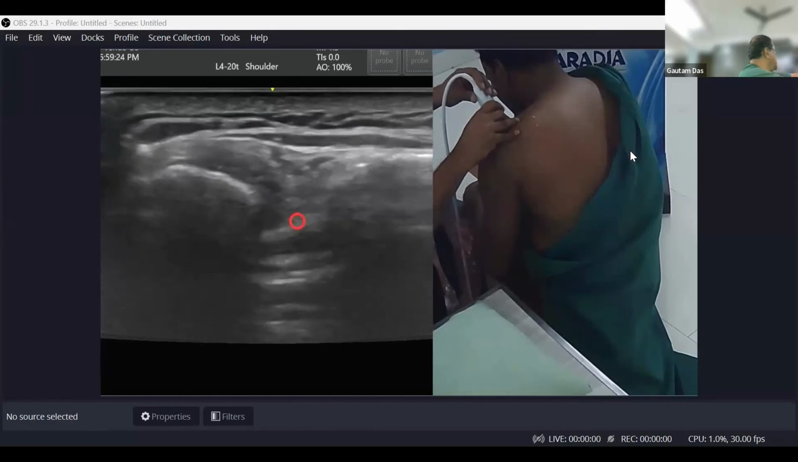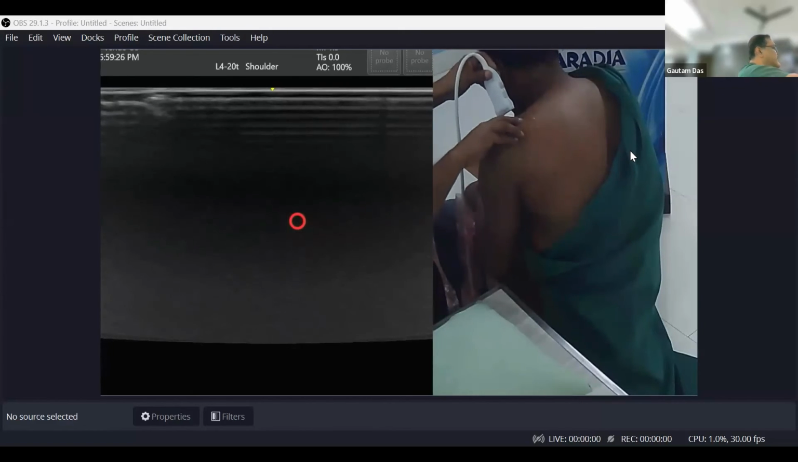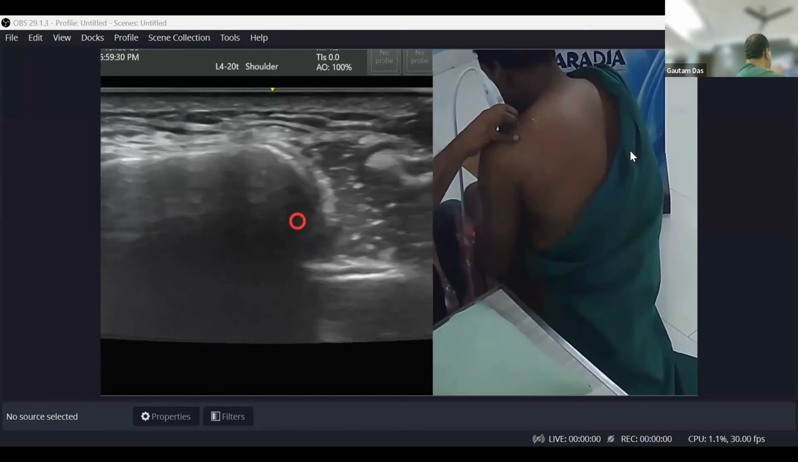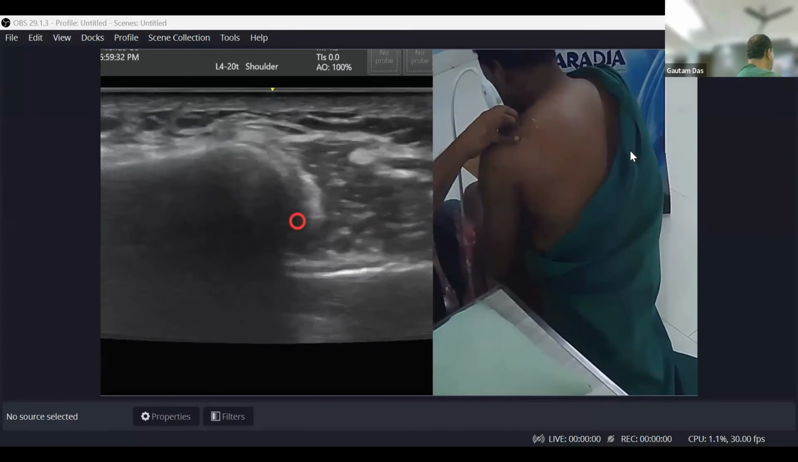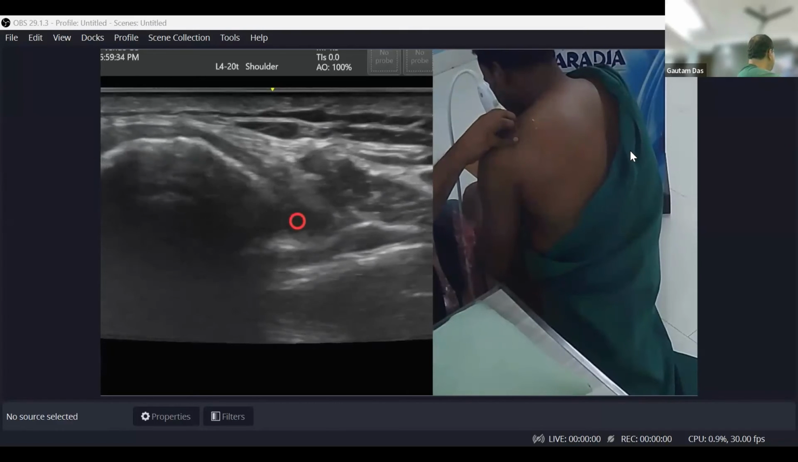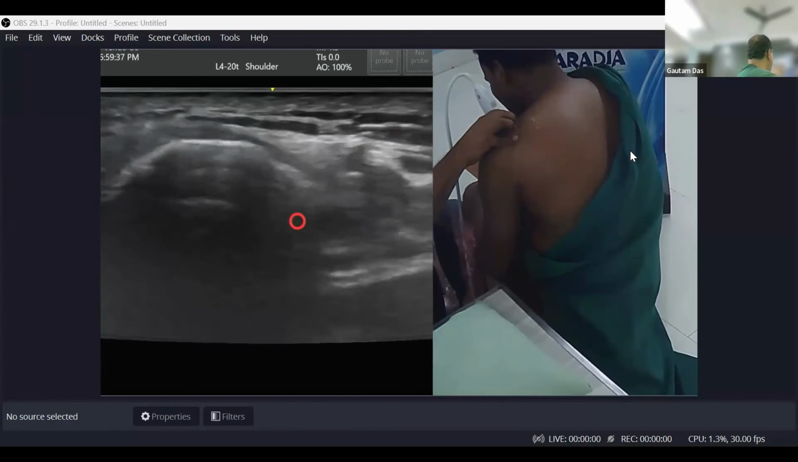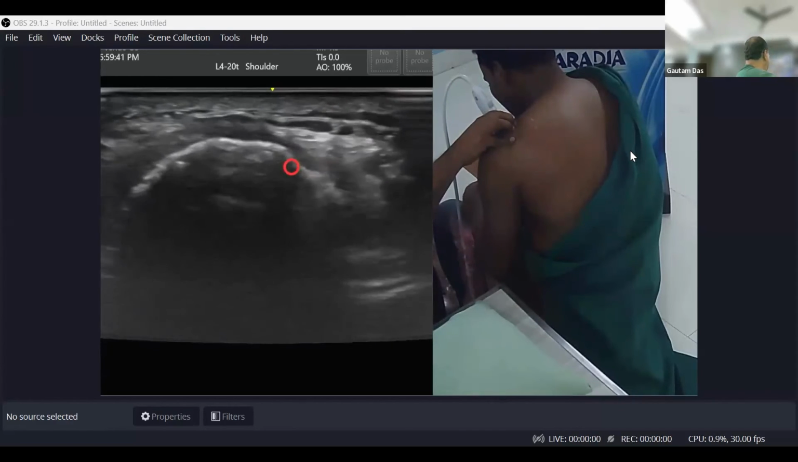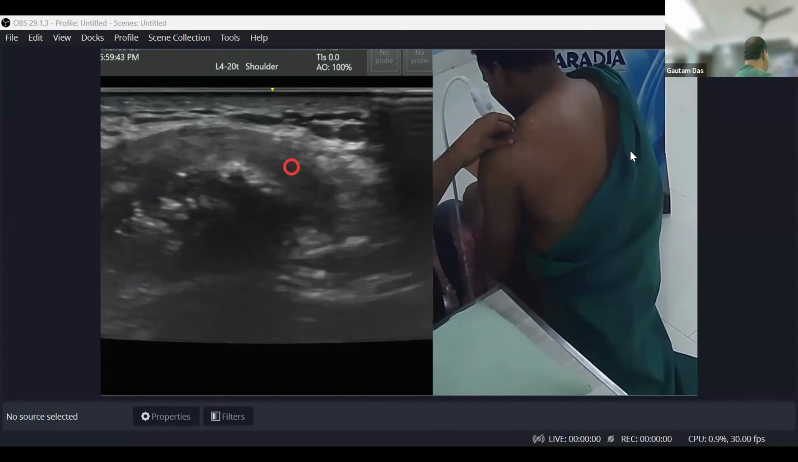Normally, going for the in-plane injection with this approach is difficult. So what you need to do is put your probe over the clavicle, palpate the clavicle, and put the probe on the clavicle. So this bone is your clavicle bone in short axis. Now come distally. This was your clavicle. I'm putting it in the center of the screen, and I'm coming distally. Now the clavicle is ending.